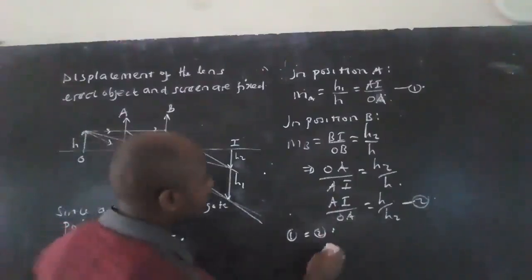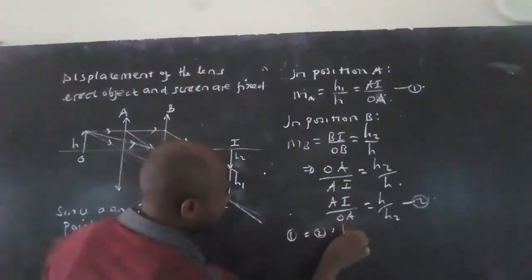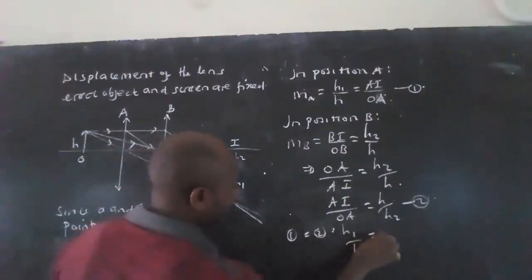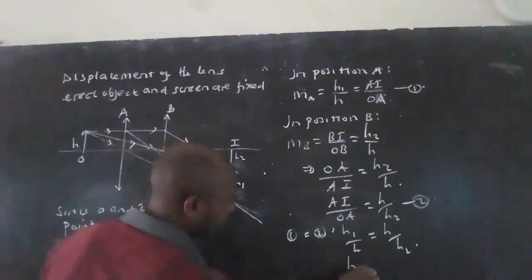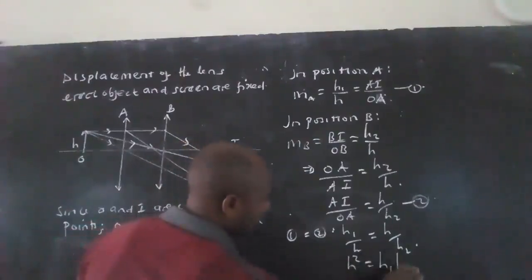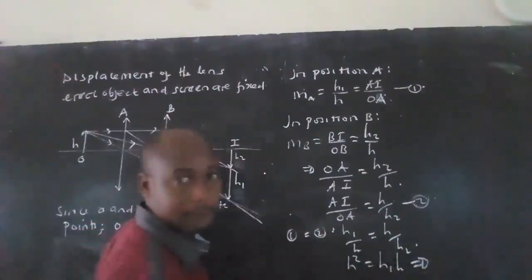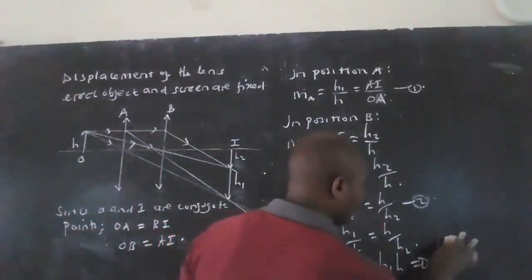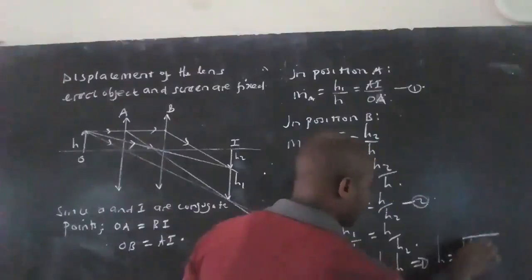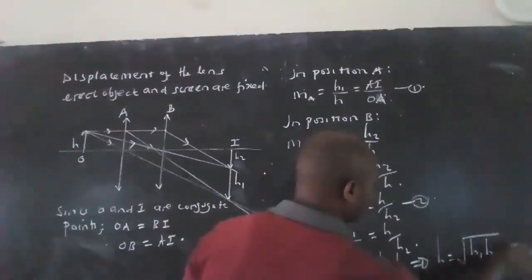So we shall now have H1 over H is equal to H over H2. Cross multiply, H squared is equal to H1 H. That implies that our H is equal to square root of what? The size of the images.